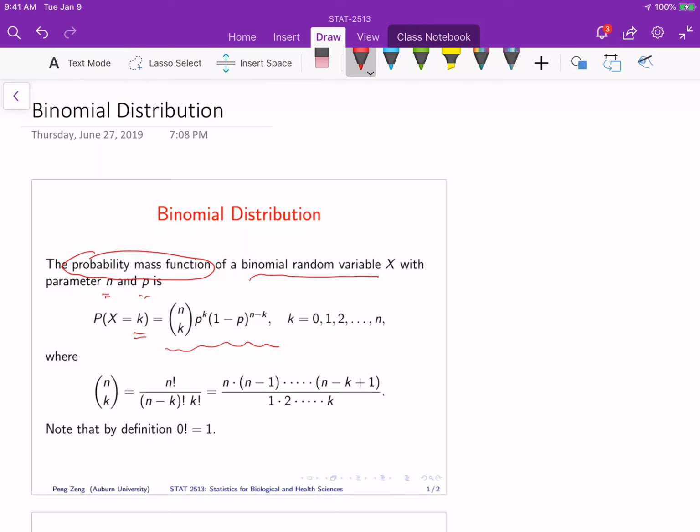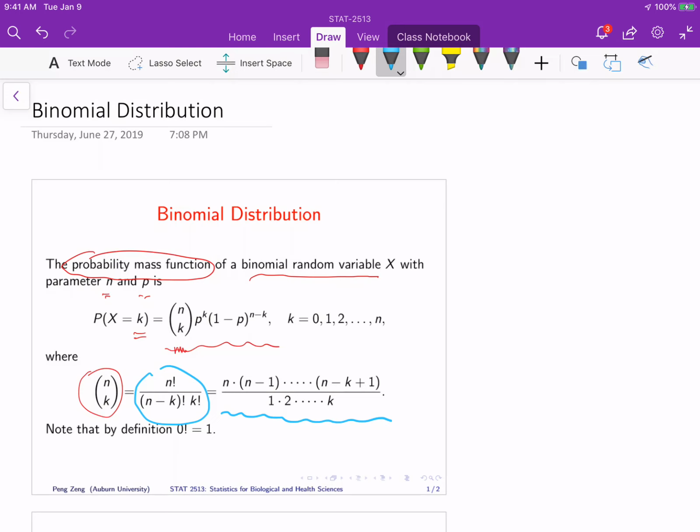The first part is called n choose k. n choose k is defined here, and let's explain how to calculate it. This one may look complicated. The numerator is n factorial and the denominator is (n minus k) factorial times k factorial. In fact, usually if we want to do the calculation, we will use this formula instead.